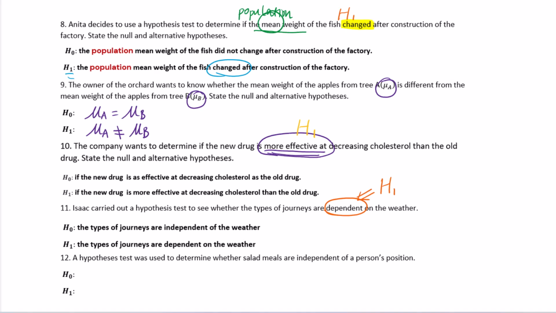Question 12. A hypothesis test was used to determine whether salad meals are independent of a person's position. Independent, this is the keyword for H0. So H0 will be salad meals are independent of a person's position. H1, salad meals are dependent on a person's position.